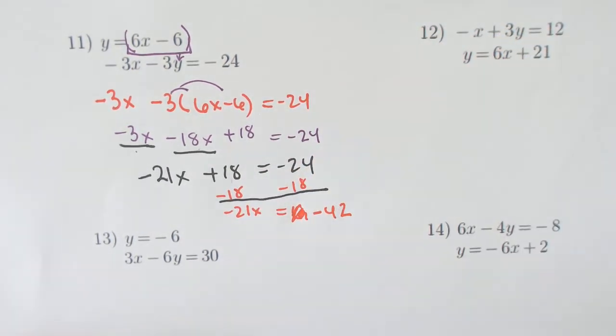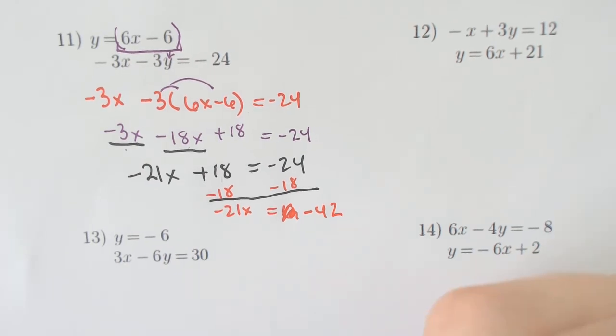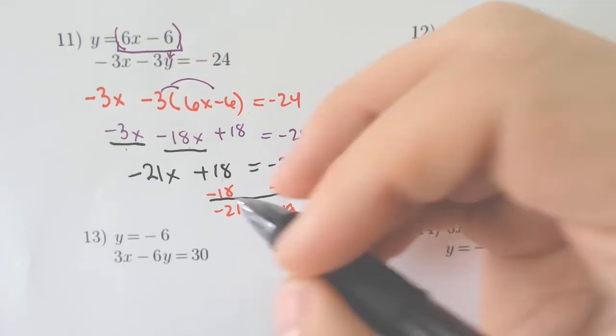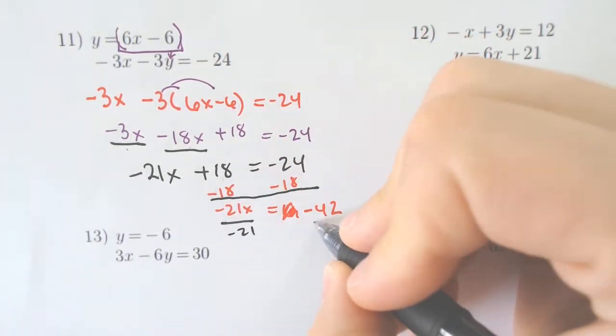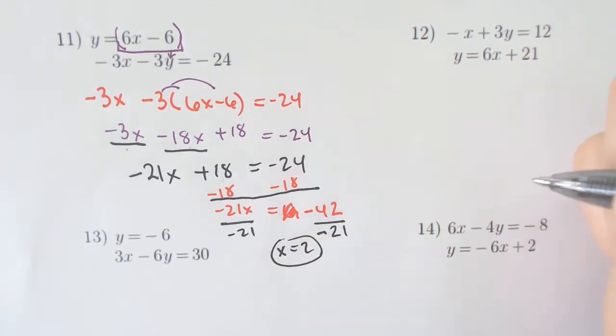Now, the majority of your answers will be normal whole numbers, but I would expect every once in a while for there to be an answer that is not a whole number and is a fraction. So just be aware. Negative 21x is equal to negative 42. Divide by negative 21, divide by negative 21, and you get x is equal to 2.